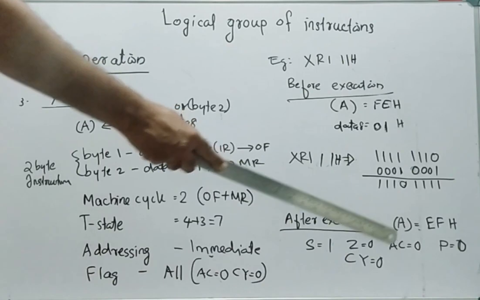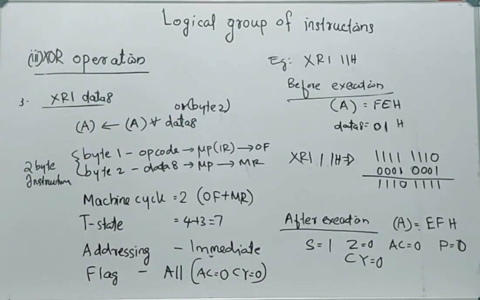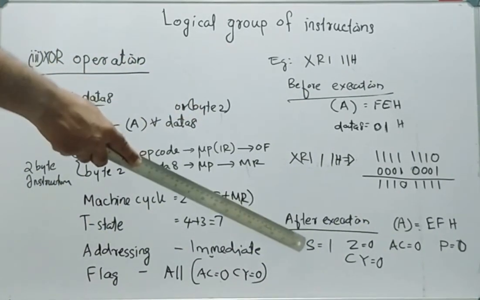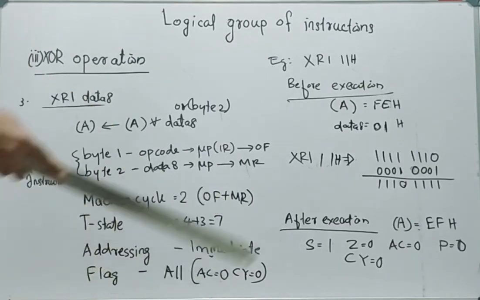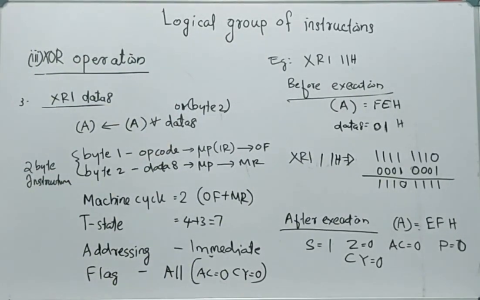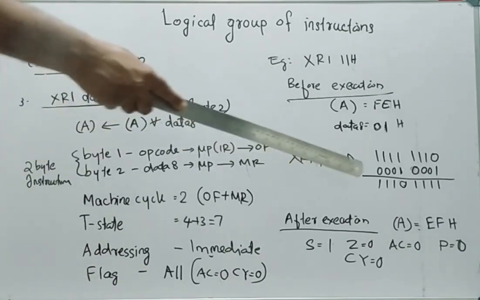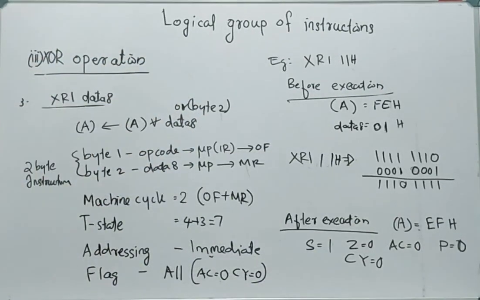Auxiliary carry and carry are already reset. The MSB of the result is 1, therefore the sign flag is 1. The number of 1s is 7, therefore the parity flag is reset. As the result is not 0, the zero flag is reset.